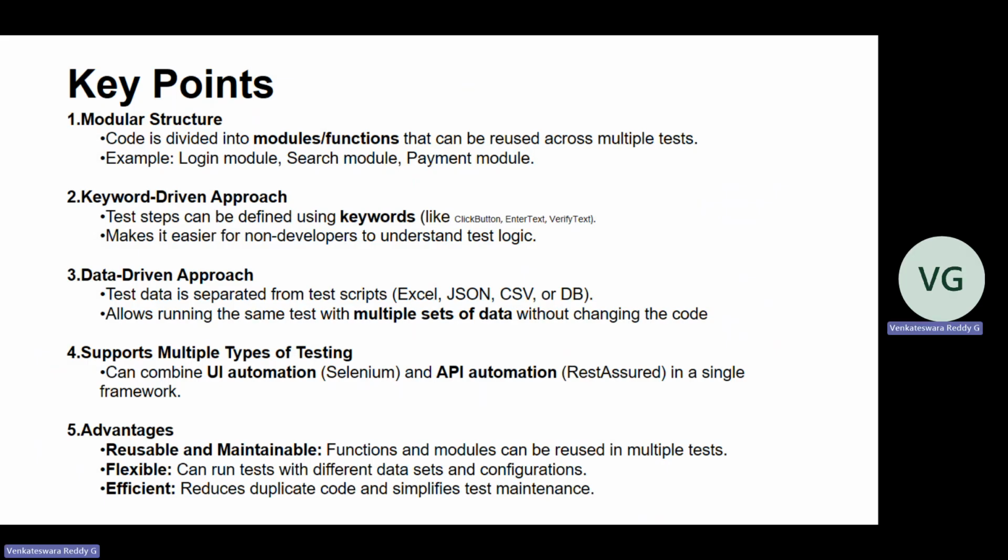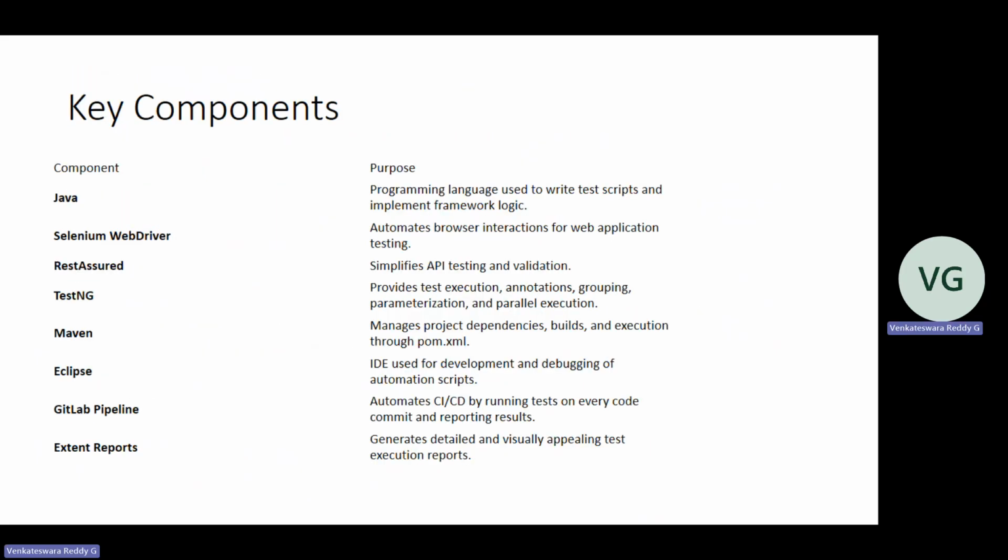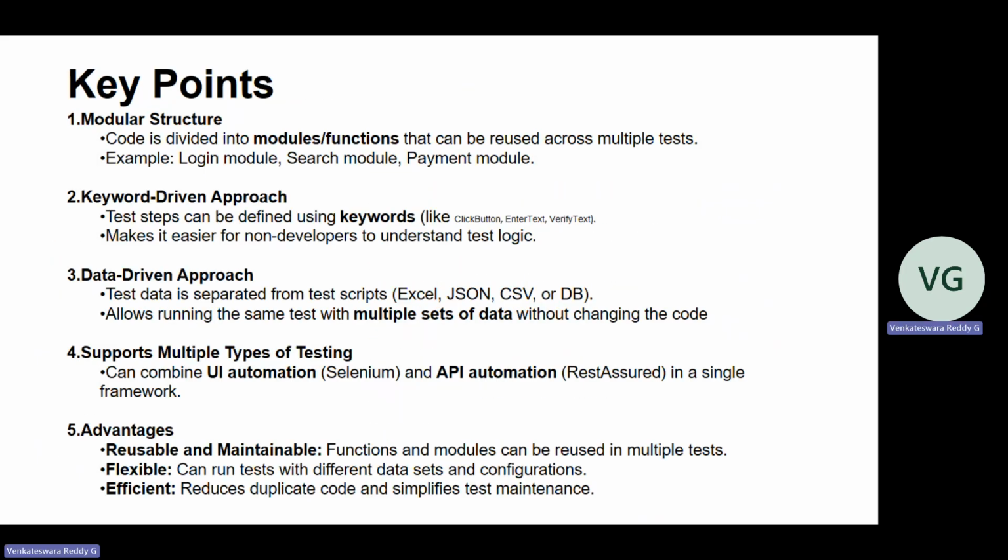Supports multiple types of testing. A framework will support UI testing, API, mobile testing, DB testing. A single framework will support different types of testing. What is the advantage? We have seen reusable, maintainable, flexible, efficient. These terminologies we have to use. If we have implemented a framework, it means reusable, very easy to maintain, flexible, and then efficient.